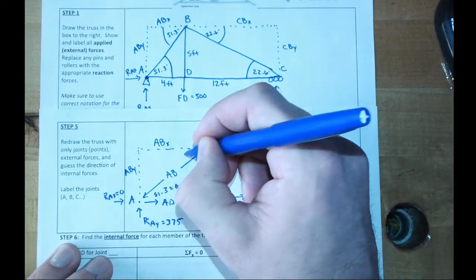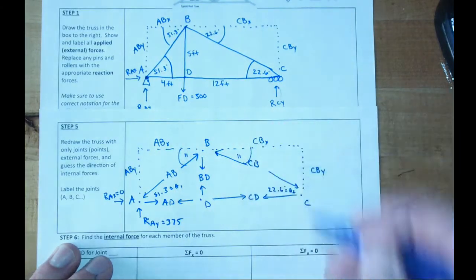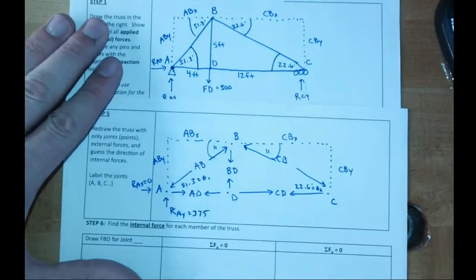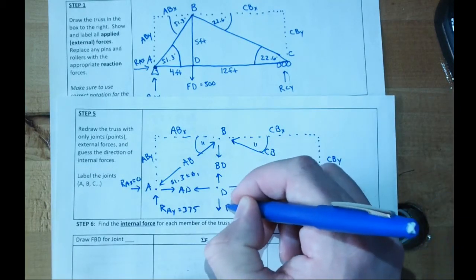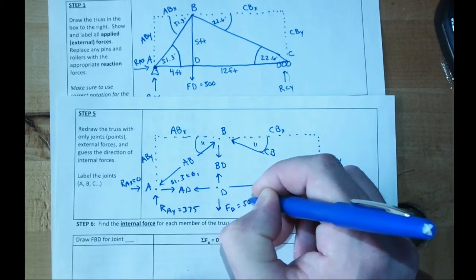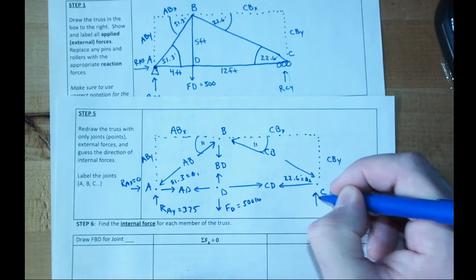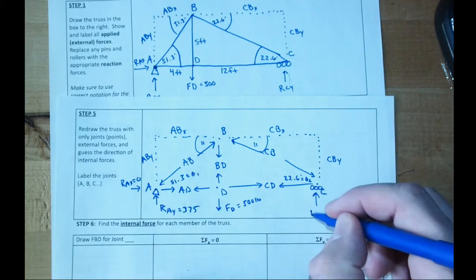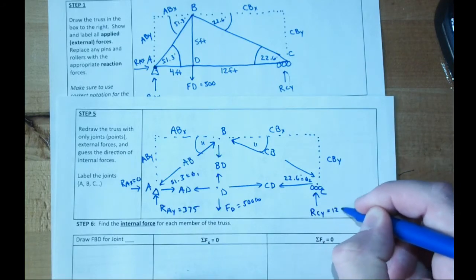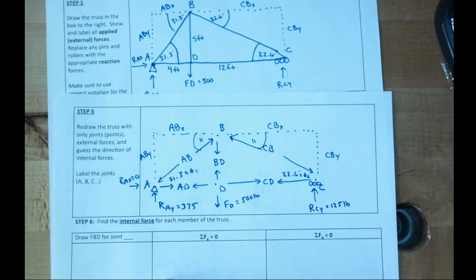This is the same. Okay? We are also going to have this 500, force at D is equal to 500 pounds. Reaction force at this roller. At this roller we have RCY is equal to positive 125. We're good to go.